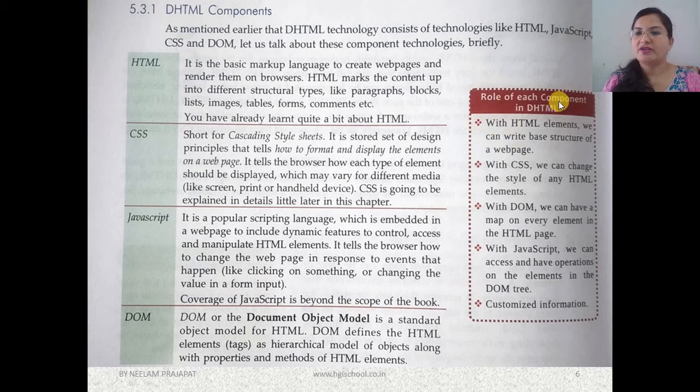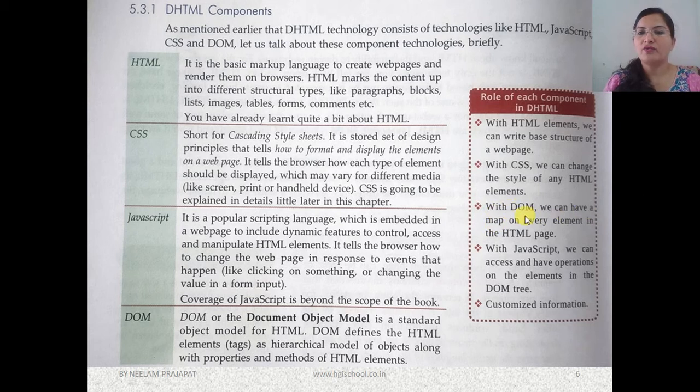Now what is the role of each component in HTML? With HTML elements we can write the base structure of a web page. We can give a basic structure with the help of HTML. With CSS we can change the style of any HTML element like paragraph design or body tag design or any other list design, table design, etc.